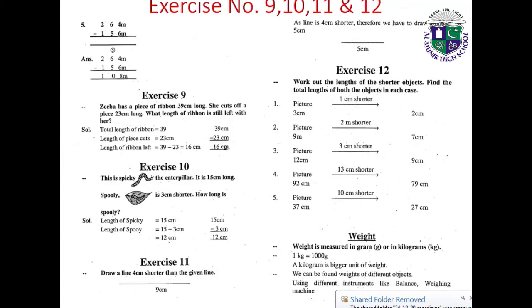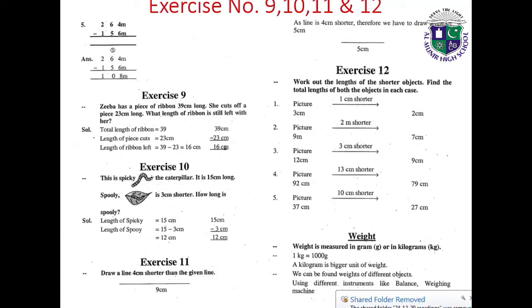Next exercise, exercise 9. Ziba has a piece of ribbon 39 centimeter long. She cuts off a piece 23 centimeter long. What length of ribbon is still left with her? Total length of ribbon 39 centimeter. Length of piece cut 23 centimeter. Length of ribbon left 39 minus 23 equals 16 centimeter. 16 centimeter is your answer.